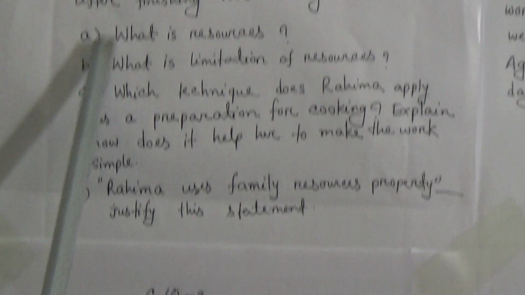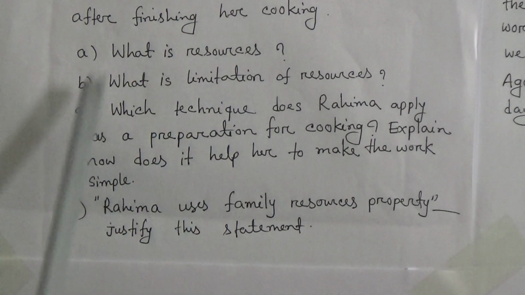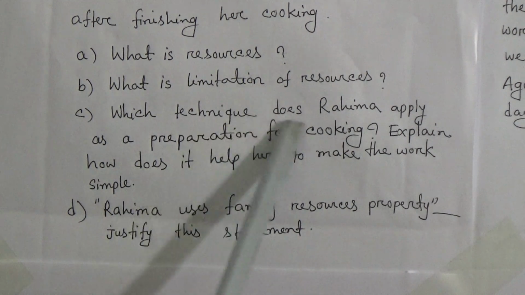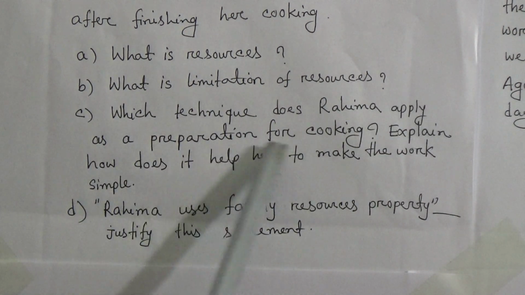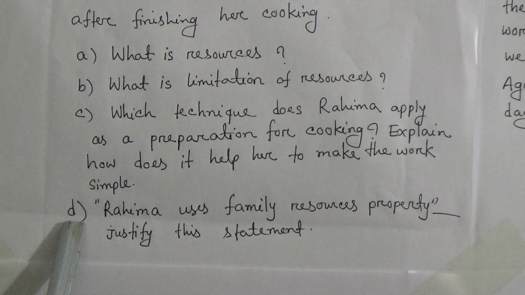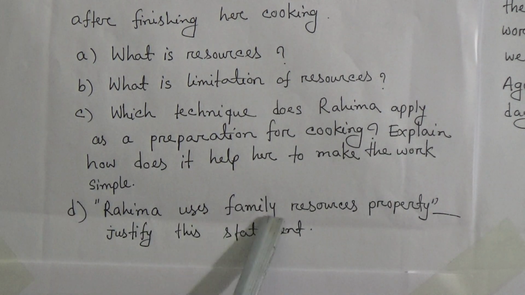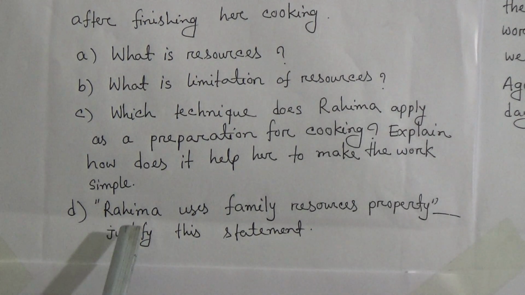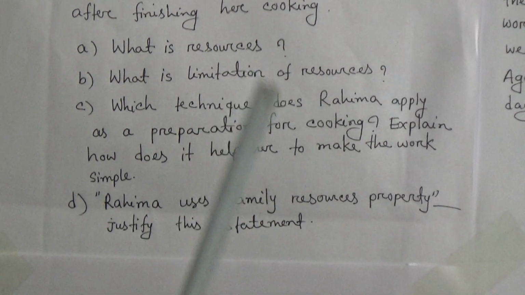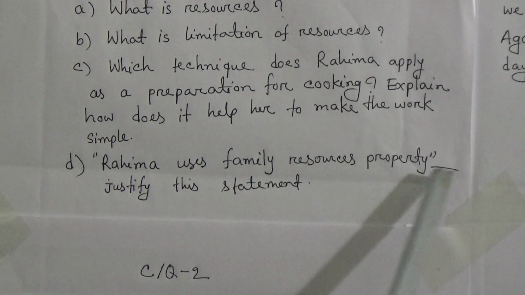The first one, A: What is resources? Number B: What is limitation of resources? Number C: Which technique does Rahima apply as a preparation for cooking? Explain how it helps her to make the work simple. Number D: Rahima uses family resources properly. Justify this statement.